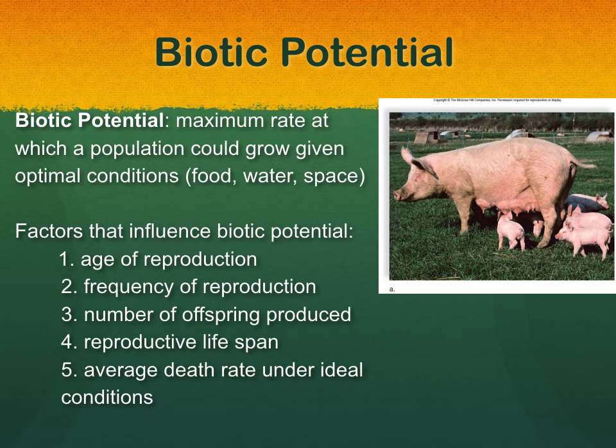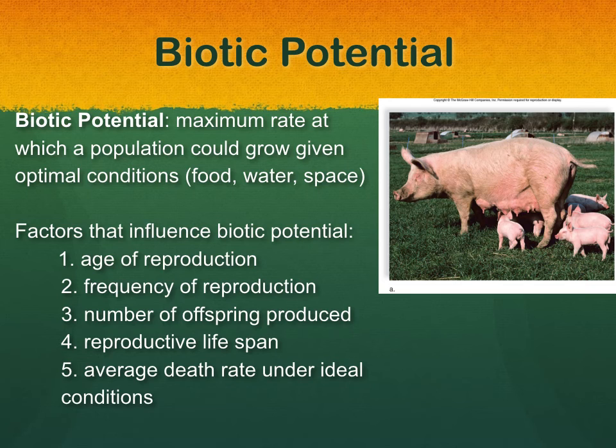Biotic potential is another term that has come up already in class. This is the maximum rate at which a population can grow if the conditions are optimal, meaning there is enough food and water and space for everybody.